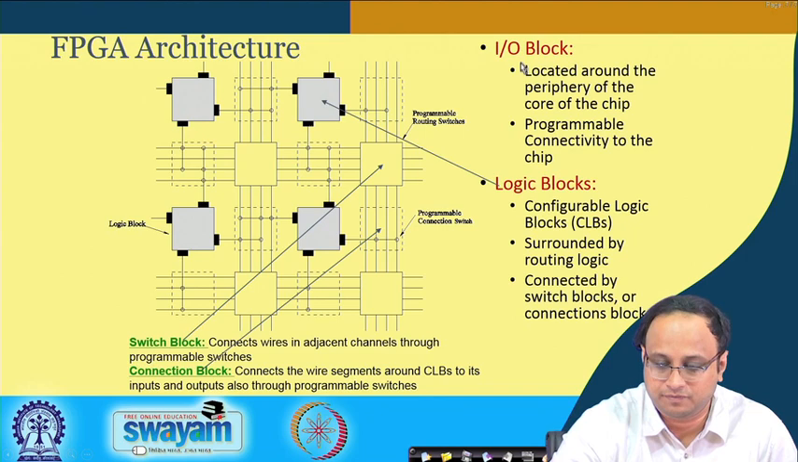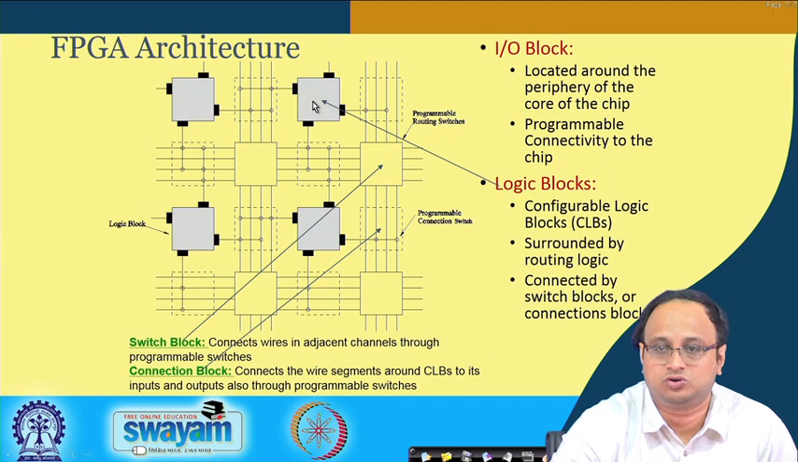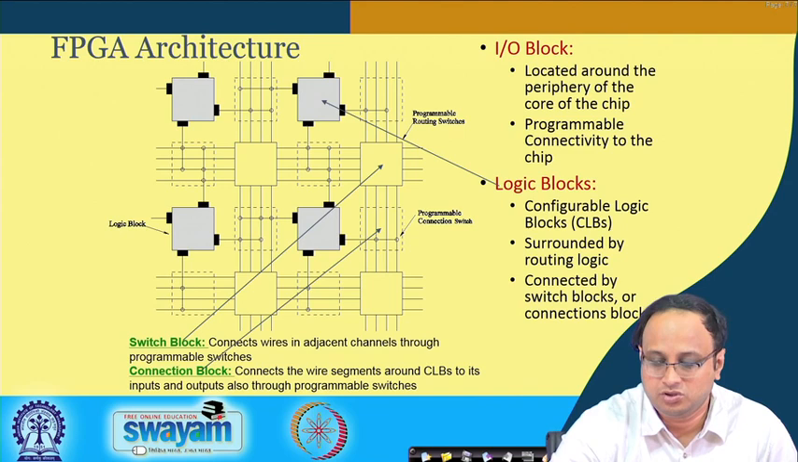The other important block is the logic block. This logic block is where your logic resides. It is comprised of what are called CLBs, or configurable logic blocks, which are in turn made up of what are called LUTs, or lookup tables. In general, this architecture may vary from vendor to vendor, but more or less this is how it looks.